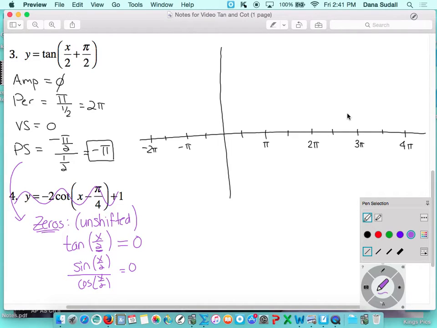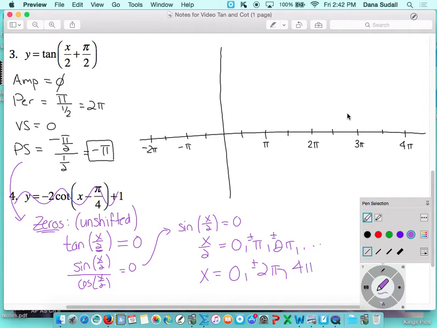And again, if the fraction equals 0, it's the numerator that equals 0. And using that unit circle, where's the sine equal to 0? It's 0 and pi and 2 pi, and in the negative direction as well. And that equals my angle, which is x over 2. If I solve for x, I'd multiply both sides by 2, and we get 0 and 2 pi and 4 pi, and so on. So those are my unshifted zeros, and that's important.